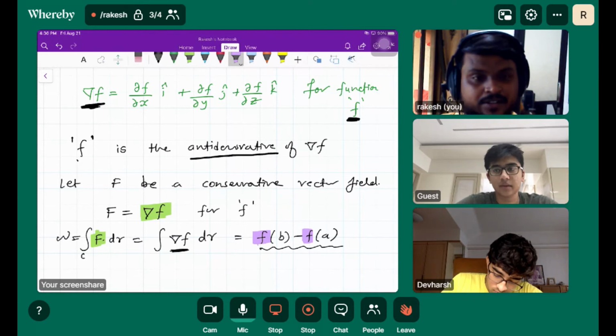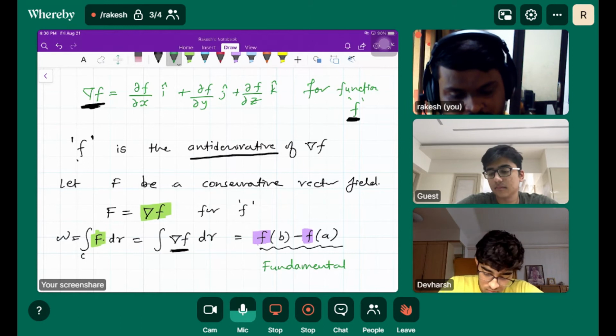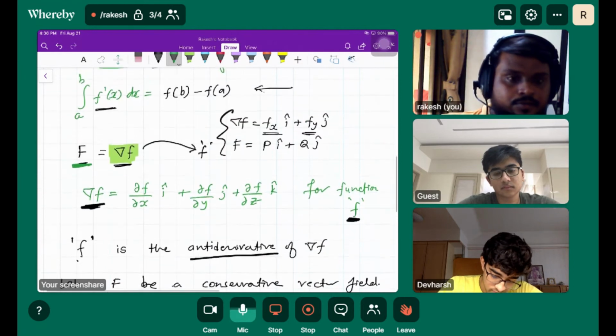Could you scroll up a bit? Let me just wind up this concept. So this is called the fundamental theorem of line integral.